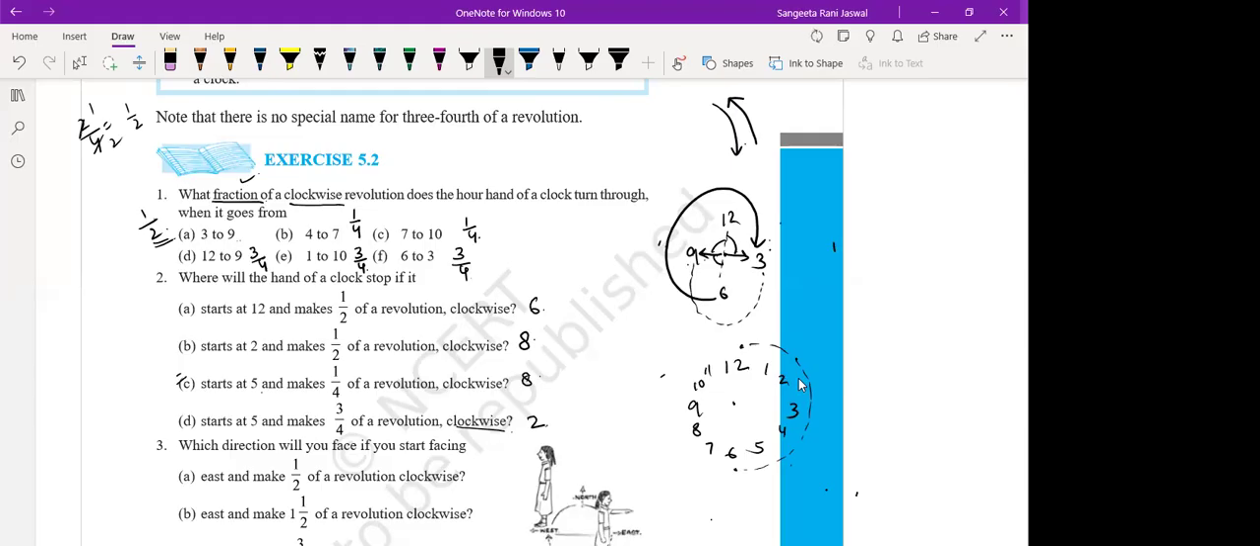I hope all are understanding. Nishika and Nadia, your mics are not working, so you can write in the chat box if you have any doubts.